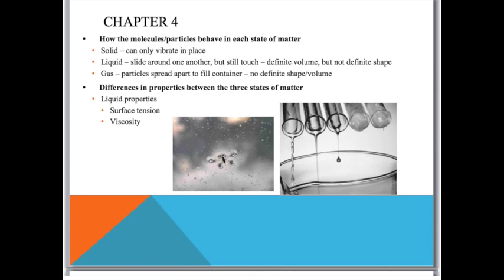Okay, now we're switching to chapter 4, how the molecules, particles behave in each state of matter. I think this is important to understand and be able to recognize. This is something that we struggled on the quiz. A solid can only vibrate in place. Liquid can slide around one another but still touch. It's going to have a definite volume but not definite shape. And gas particles spread apart to fill an entire container, and they never have a definite shape or a definite volume.